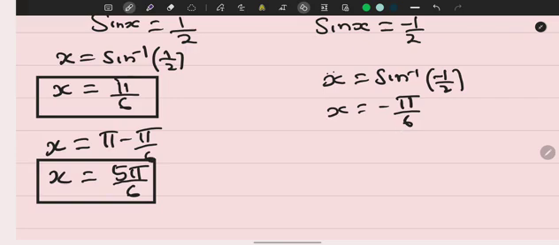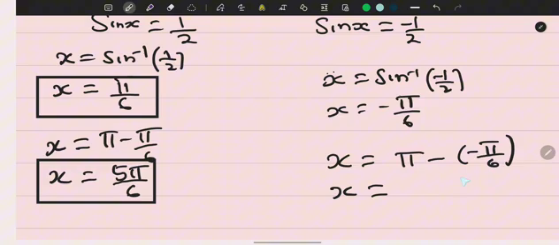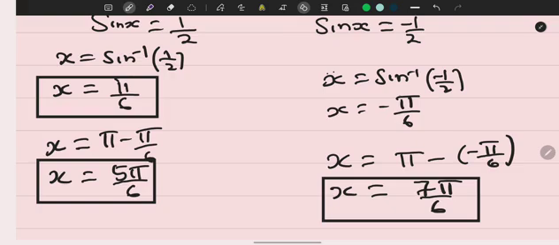Now for the other one, let's use the property here as well, which is x equals pi minus (minus pi over 6). This is going to give us 7 pi over 6. So this is another answer to the solution. Remember the domain is from 0 to 2 pi. So the answer we obtain must be within the domain. That is why we cannot consider minus pi over 6 as an actual value for the given problem, because it is outside the domain.